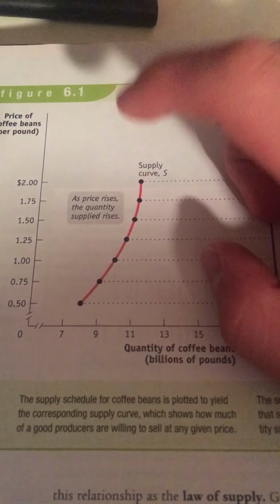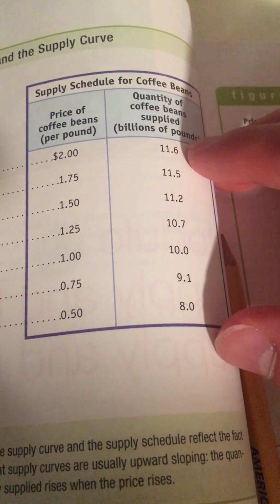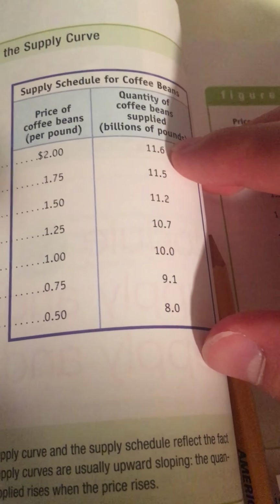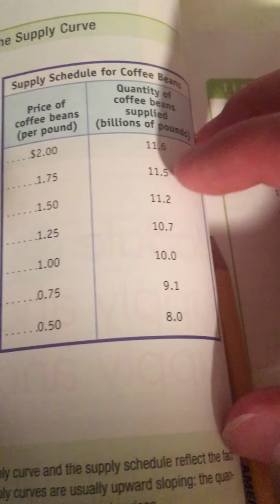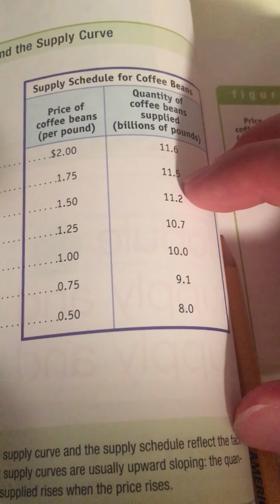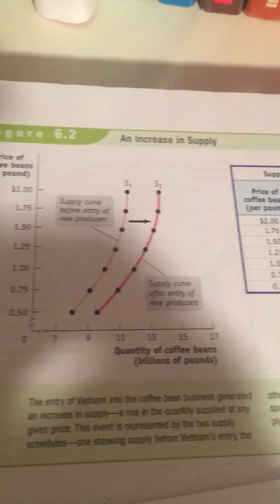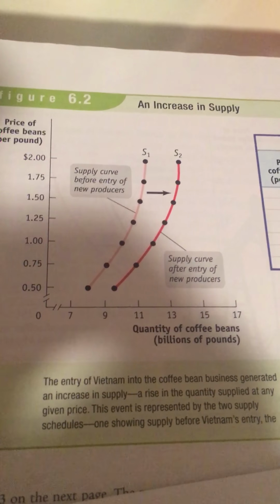At $2, the quantity of coffee being supplied is at 11.6, whereas at $1.75, it is at 11.5. We can see an increase here on this graph.